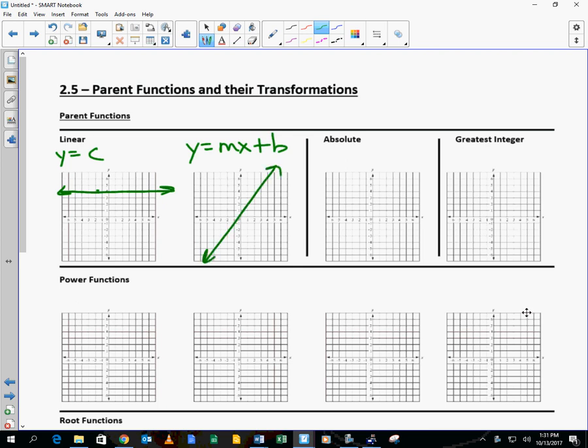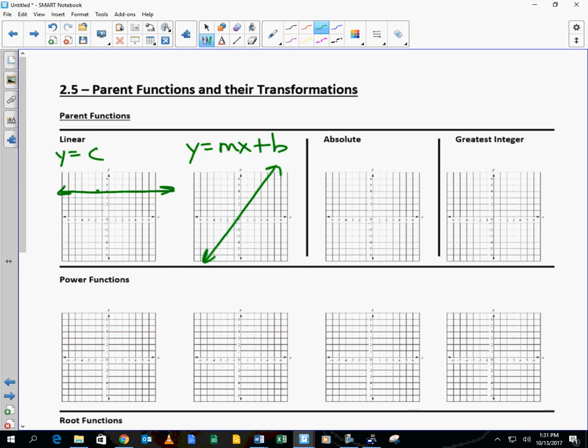Any constant will create a horizontal line. You have y equals mx plus b. You're going to get a slope. You're going to have a y-intercept. This is stuff that we've seen many times before, right? Okay. So what about other types of functions?